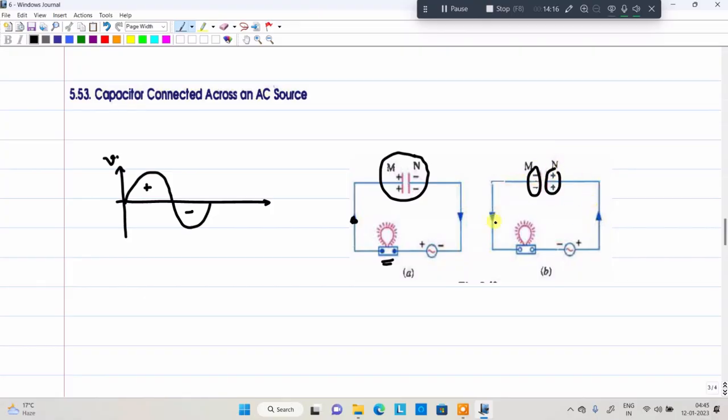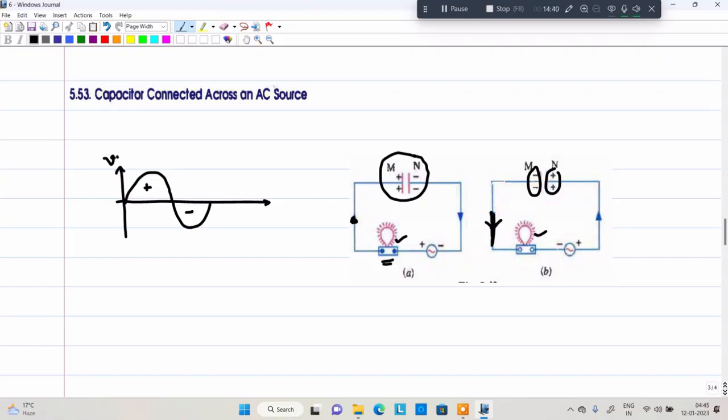It discharges the current here, in this direction. In both cases, whether it is a positive half cycle or a negative half cycle, the lamp will glow. Irrespective of the current direction, the lamp will always be glowing. So in both cases, capacitors are charging and discharging continuously, alternating, right?